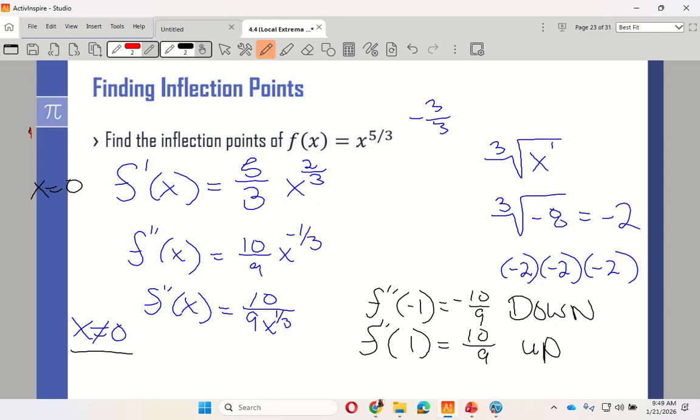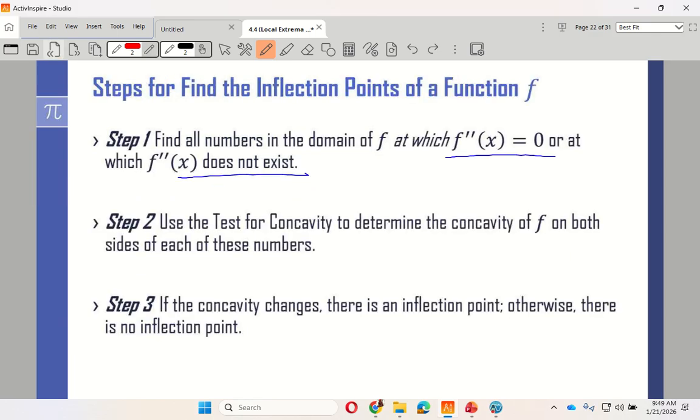This is the second derivative. According to the rule of the second derivative, all numbers in the domain at which the second derivative is equal to 0 or does not exist. So we hit that second criteria there, does not exist, because that's going to be my undefined point. So that makes it a number for this to test.